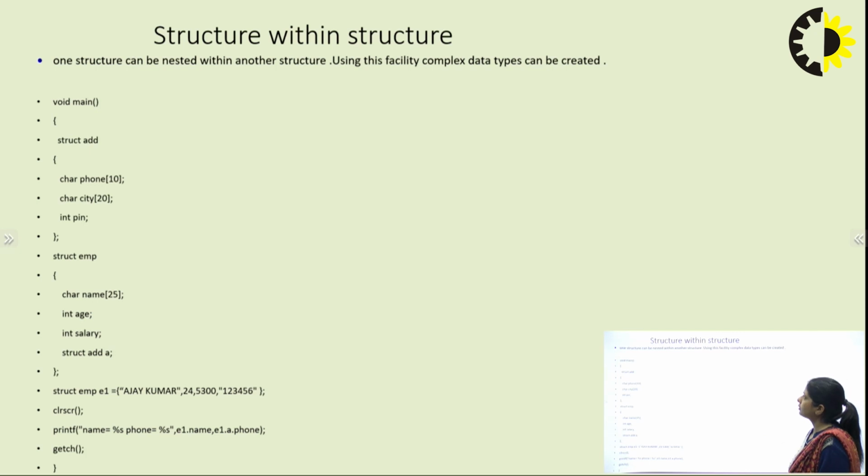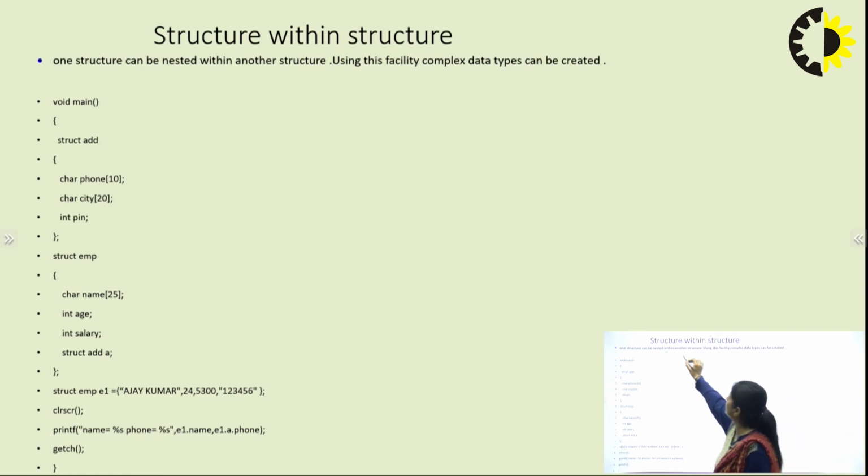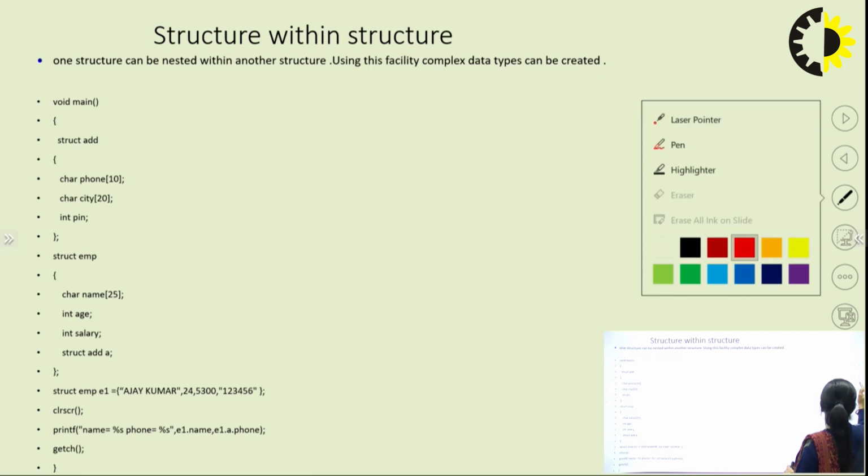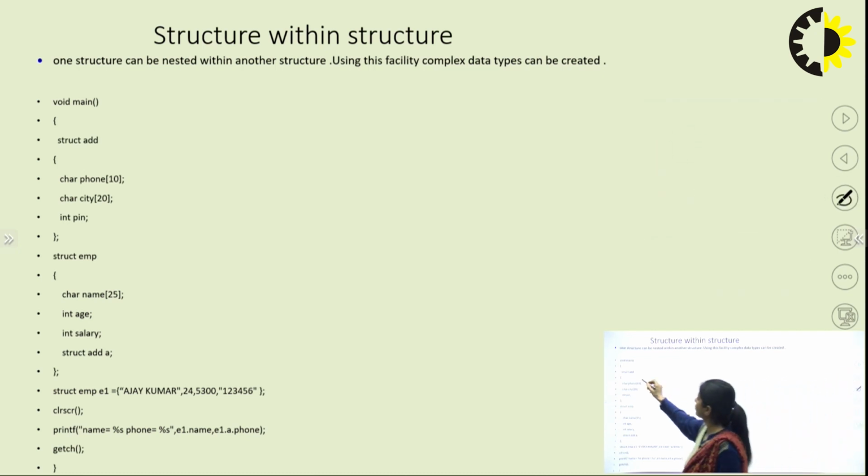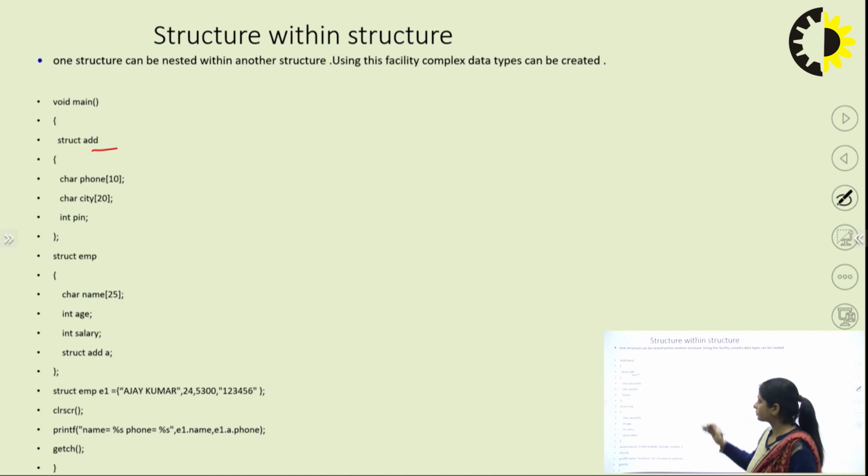Okay, now we are going to discuss nesting of structures. Like we have seen in the case of the for loop and the control statement, similarly we can have a structure within a structure, which is known as nesting of structures, right? One structure can be nested within another, that is address. In the address structure, I have taken three elements: phone, city and pin.